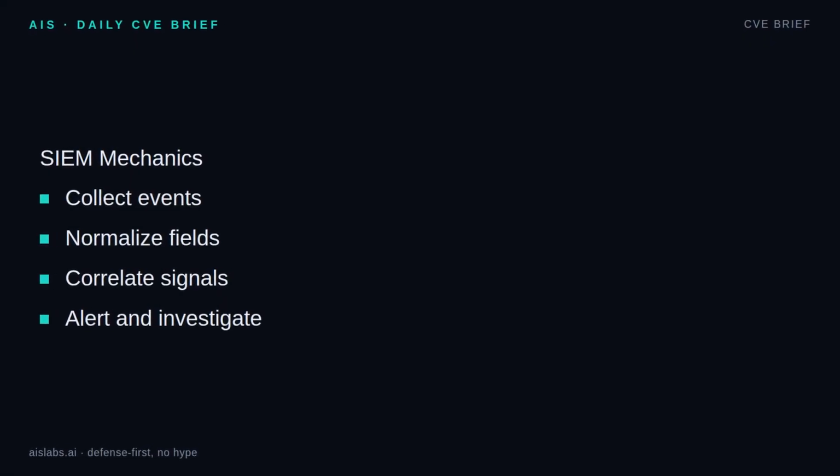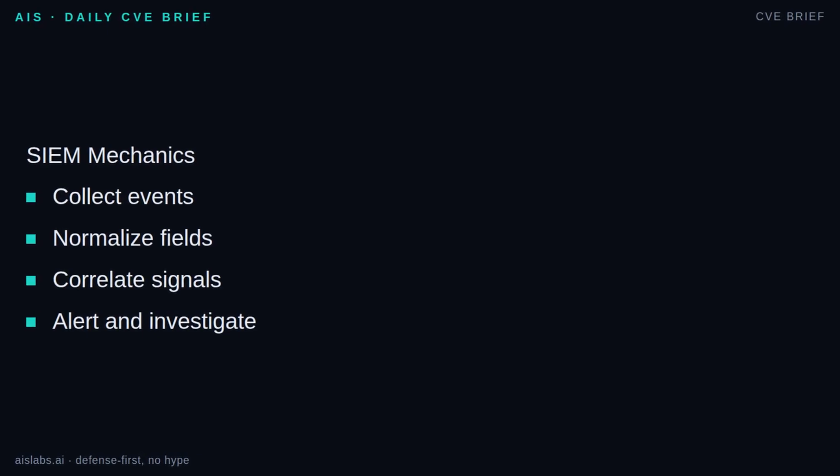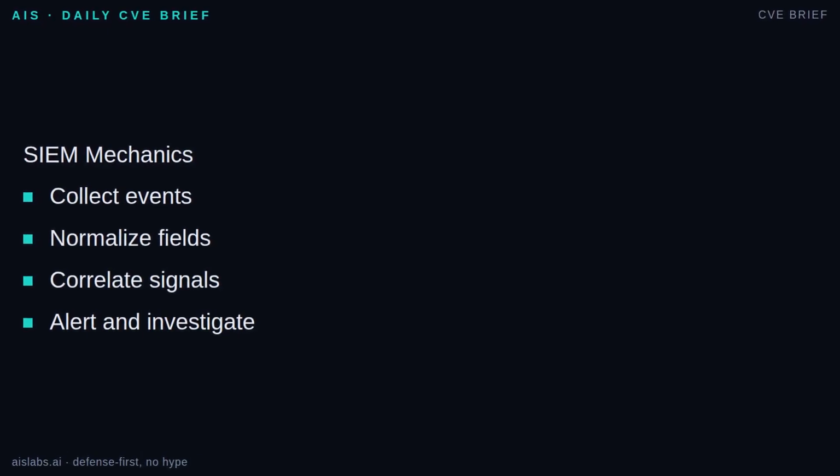Here is the basic flow. First, systems generate events: sign-ins, process activity, network connections, DNS lookups, admin changes, mail actions, and security tool alerts. Second, those events are forwarded into the SIEM by agents, APIs, syslog, collectors, or cloud integrations. Third, the SIEM parses and normalizes fields so different sources speak a common language: user, host, source IP, destination, action, time.